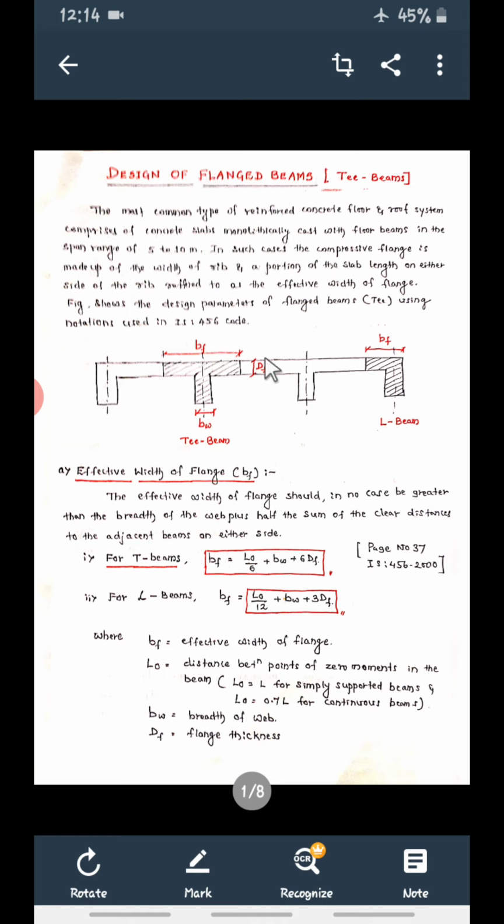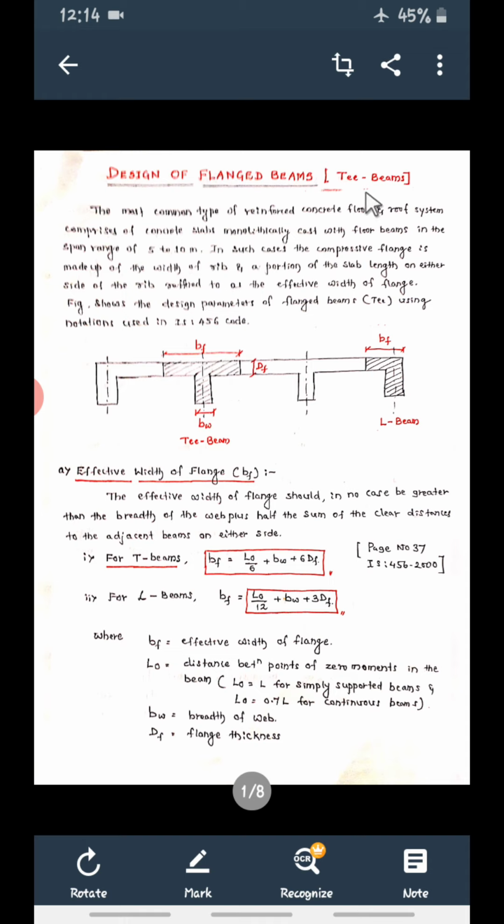Normally if you see, there are a number of beams. This is 1, 2, 3, 4. Whatever you are seeing at the top is nothing but the slab. So when slab and beams are cast simultaneously, such a system is called a flanged beam system, or a T beam. Intermediate beams are called T beams, and end beams, see this beam and this beam, are called L beams.